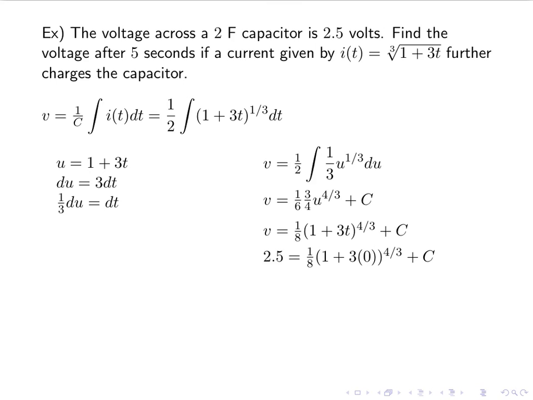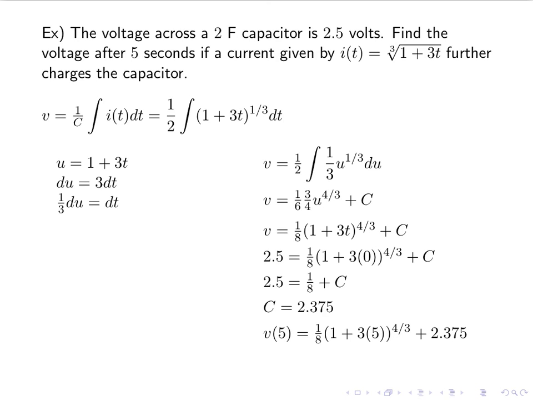So here it is, my 2.5, I'm plugging in t is 0. Simplify the right-hand side, I get 2.5 equals 1/8 plus c. So c equals 2.5 minus 1/8, so 2.375.